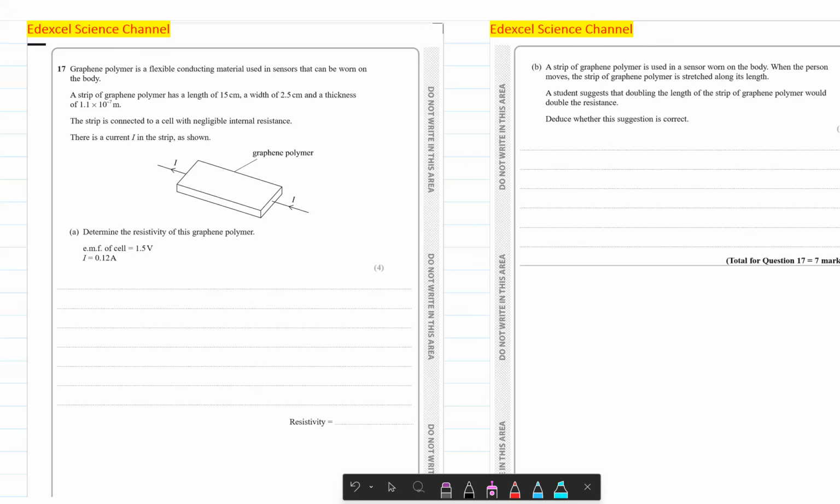And now we are at question 17 from 2026 June IAL Physics Unit 2 paper on Edexcel. Graphene polymer is a flexible conducting material used in sensors that can be worn on the body. A strip of graphene polymer has a length of 15 centimeters, width of 2.5 centimeters, and thickness of 1.1 times 10 to the power minus 7 meters. The strip is connected to a cell with negligible internal resistance. There is a current I in the strip as shown. Determine the resistivity of this graphene polymer.